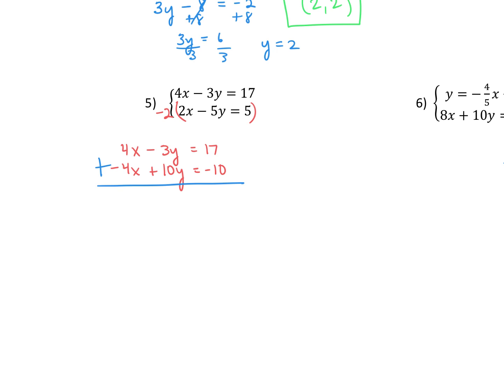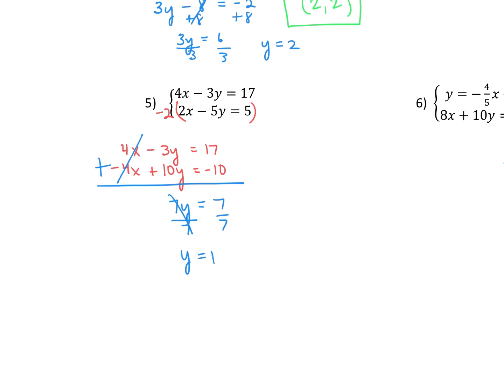We add both equations together. Our x's, 4x plus negative 4x, are opposites. Those add up to 0, so we're going to cross them off. The y's, we have a negative 3y plus 10y. That gives us a positive 7y equals 17 plus a negative 10 is positive 7. So we eliminated the x's. We're left with an equation in a single variable, so we can solve for y. We'll do that by dividing both sides by 7, and we get y equals 1.